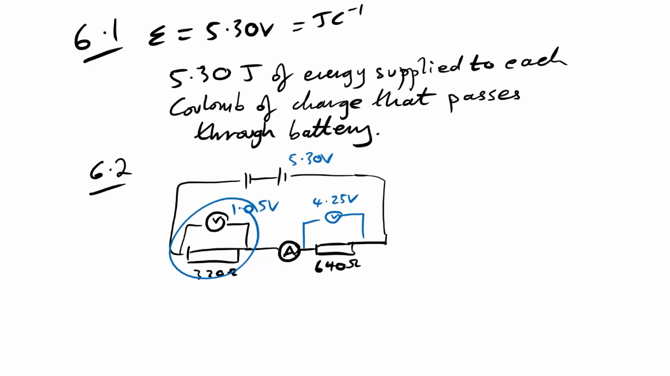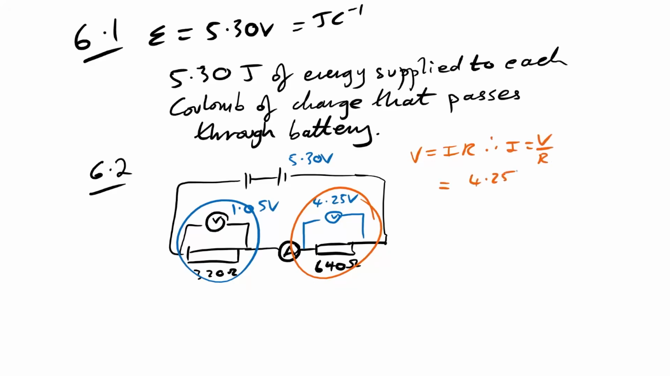Okay, so we don't really know what's going on here. They haven't been really clear. They have said that the voltmeter is non-ideal, so we know that the voltmeter is going to have some current flowing through it. So let's deal with this bit here. We have V, we have R, therefore we can find I. V equals IR, therefore I is V divided by R. So that is 4.25 divided by 640, and that gives us 6.6 times 10 to the minus 3 amps, which is about 7 milliamps.